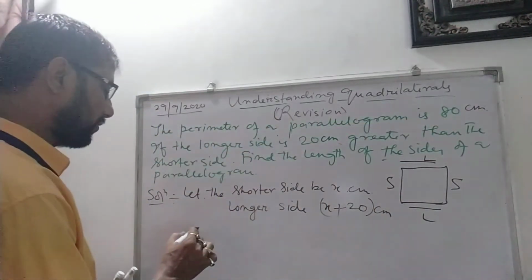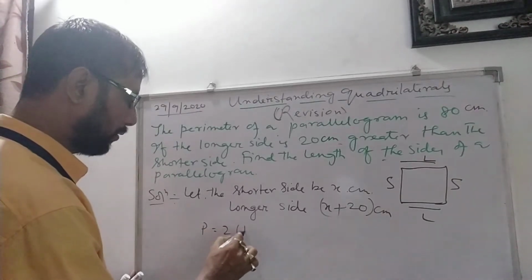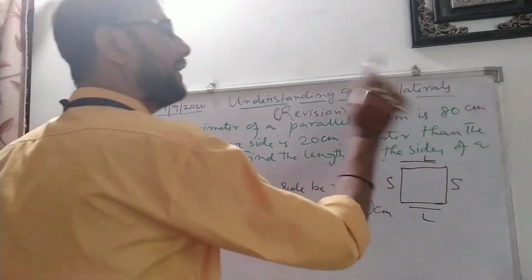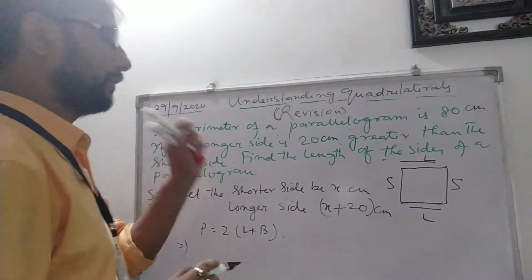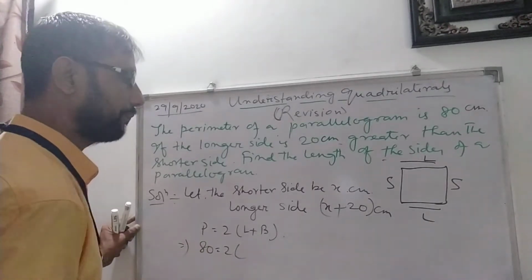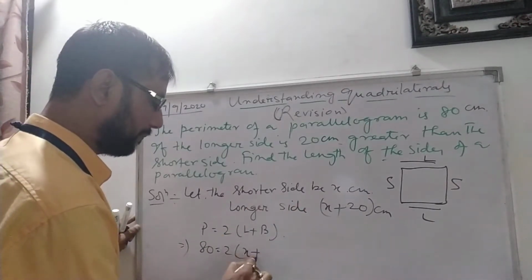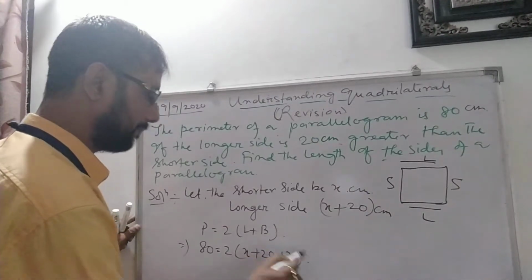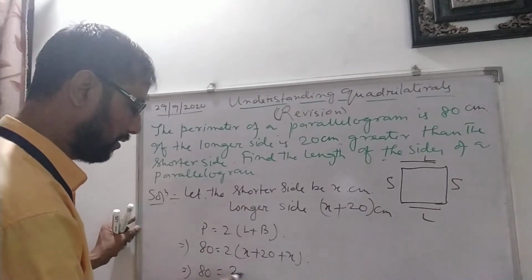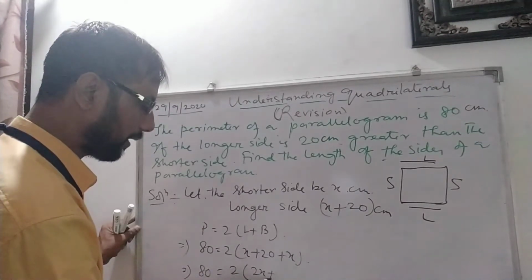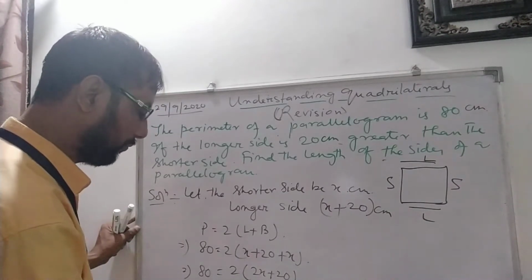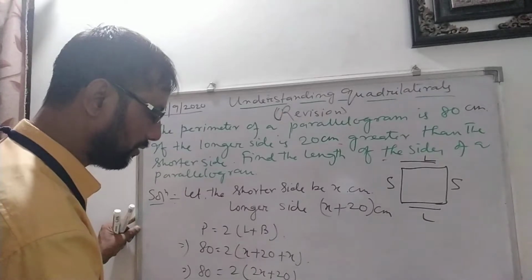So we can write perimeter is equal to 2 into length plus breadth. Perimeter is given as 80 centimeter, so in place of perimeter I will write 80. Length is given x plus 20, breadth is given x. Implies 80 is equal to 2 into (x plus 20 plus x), so 80 is equal to 4x plus 40.